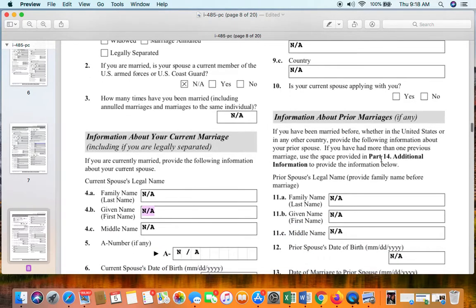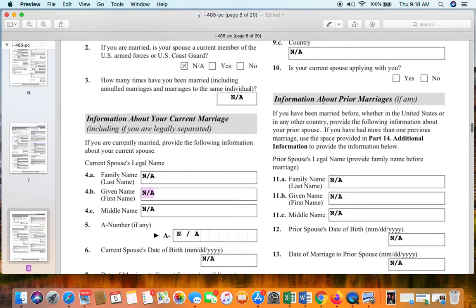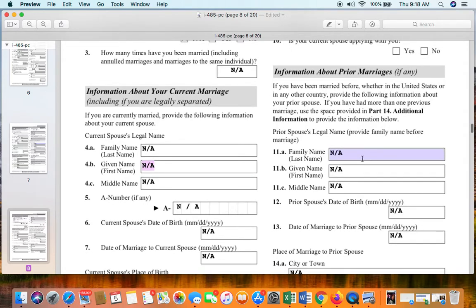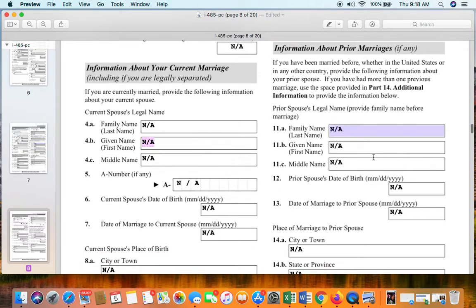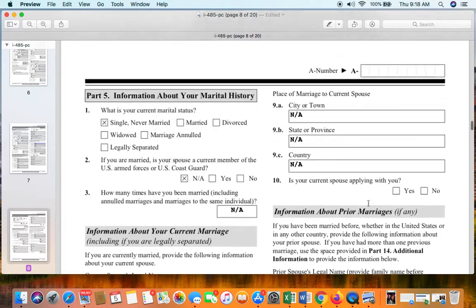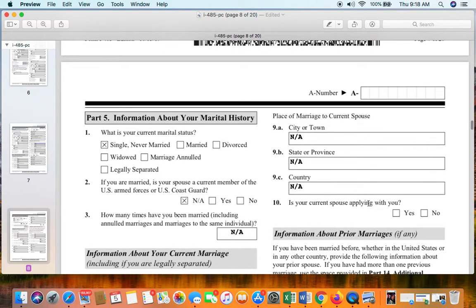NA. So, just leave it blank right there. Information about your prior marriage. This is still for our derivative or K2. Since they are not married, put NA everything right here.